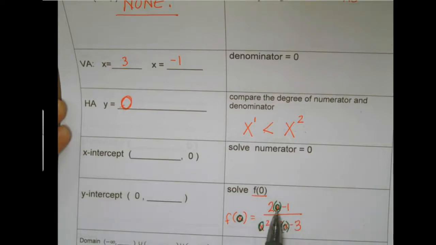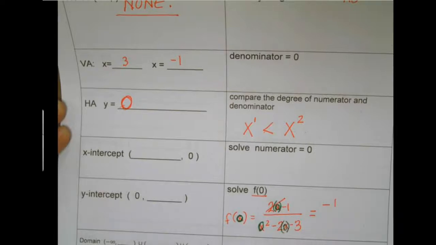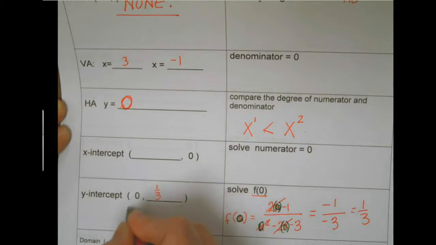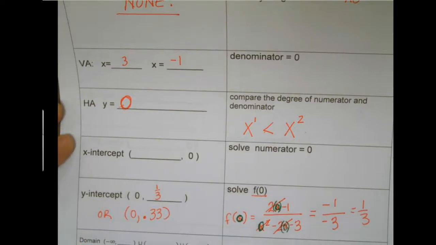Well, what's 2 times 0 subtract 1? 2 times 0 is 0. This zeroes out, so I just have a subtract 1 on top. This zeroes out, this zeroes out, so I just have a minus 3 on the bottom. The minus signs cancel out. You can write this as a fraction or a decimal, whichever way is going to be easier for you to graph.